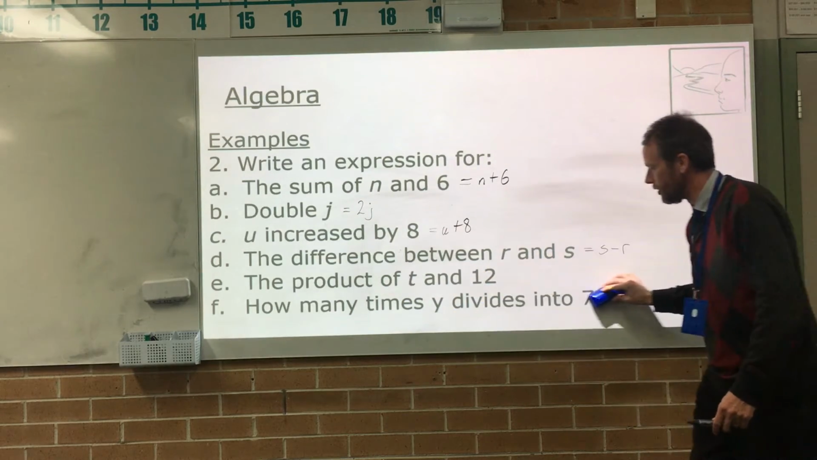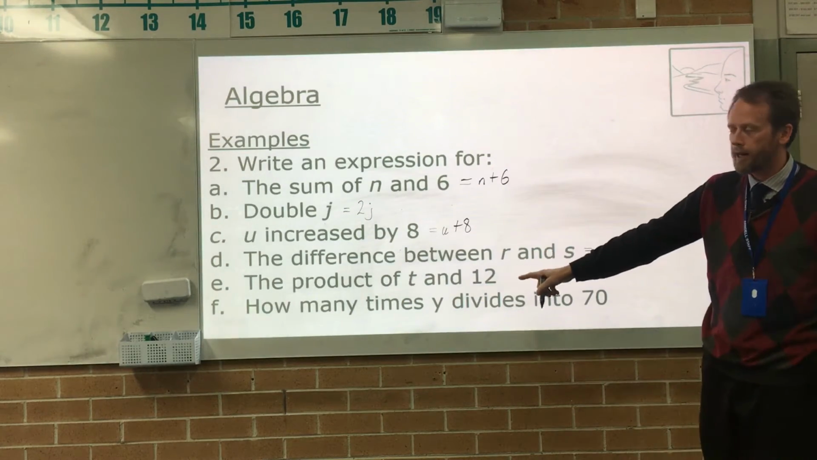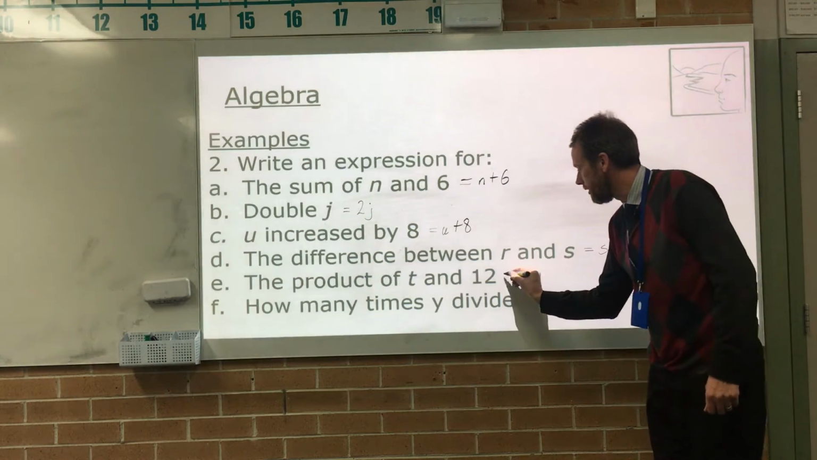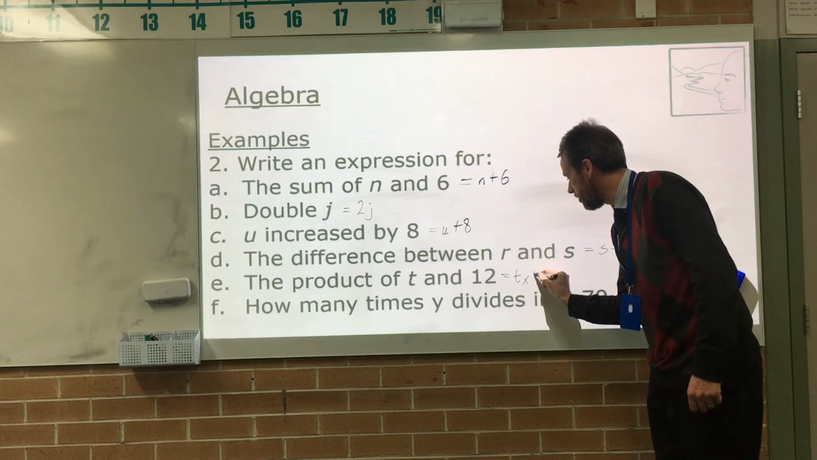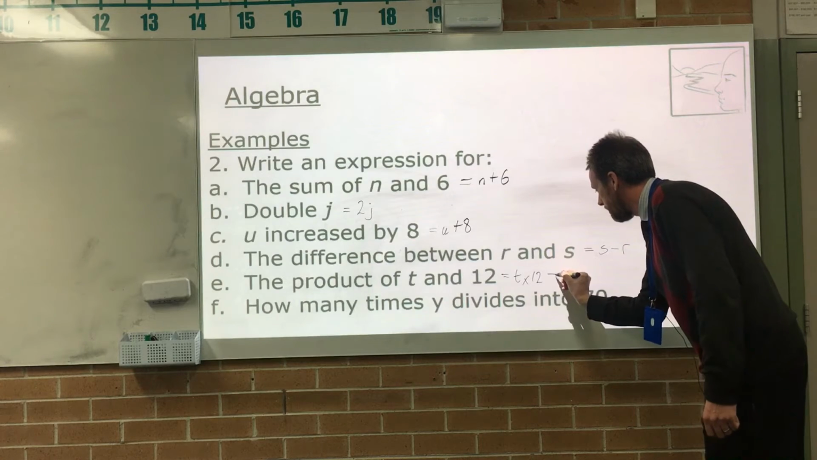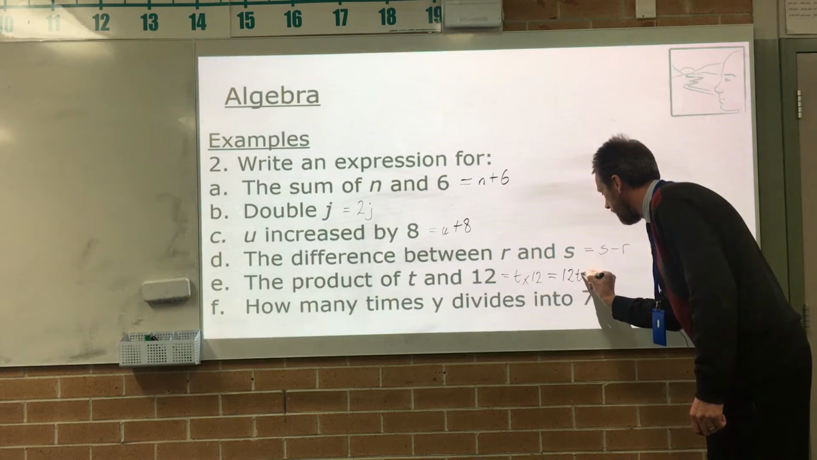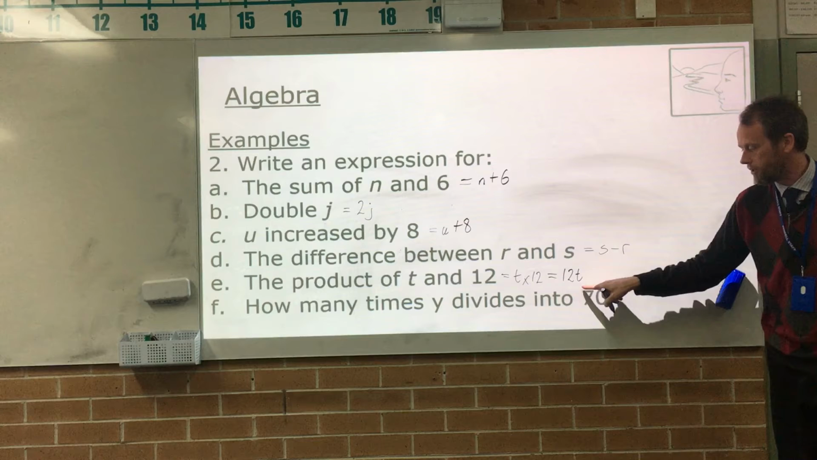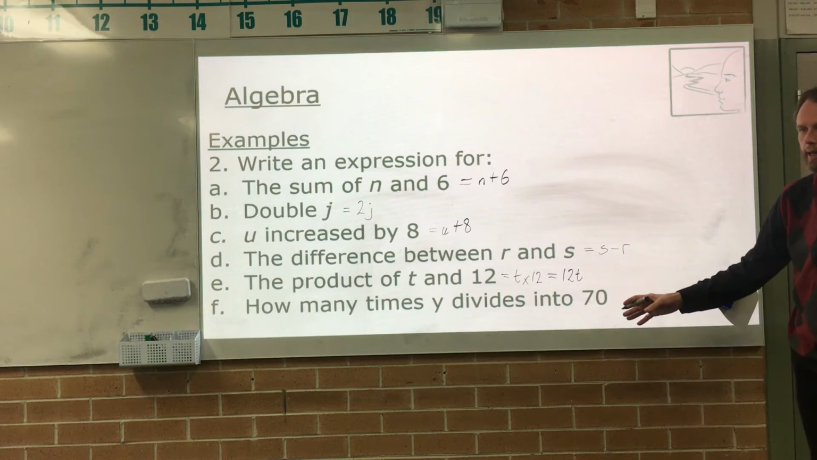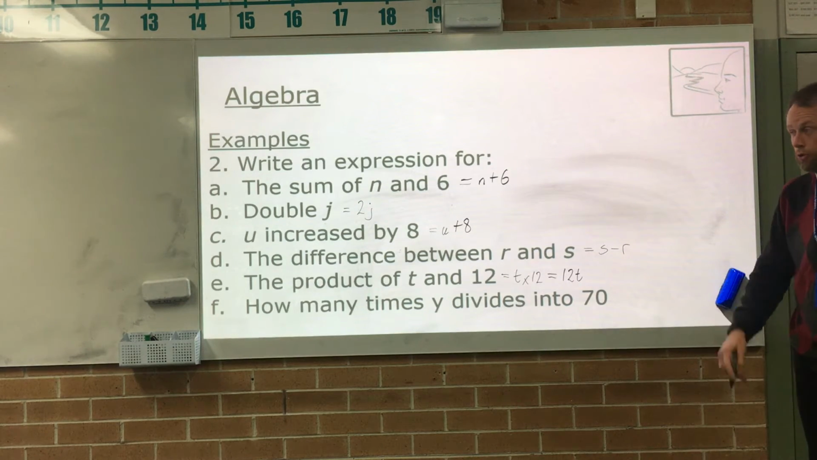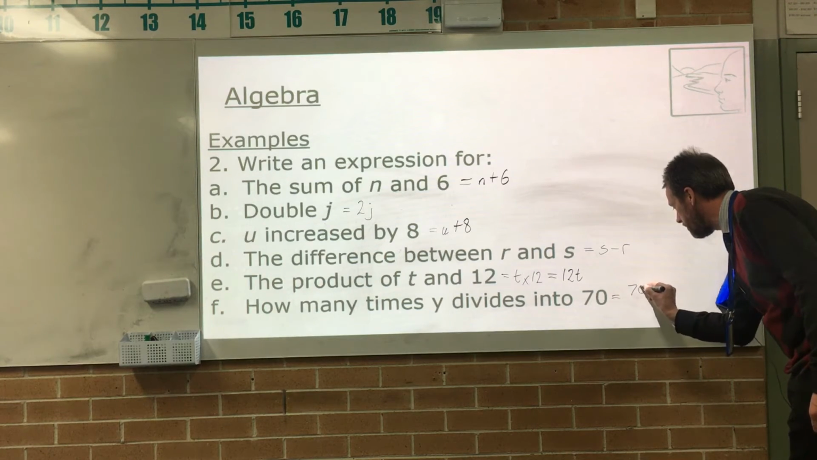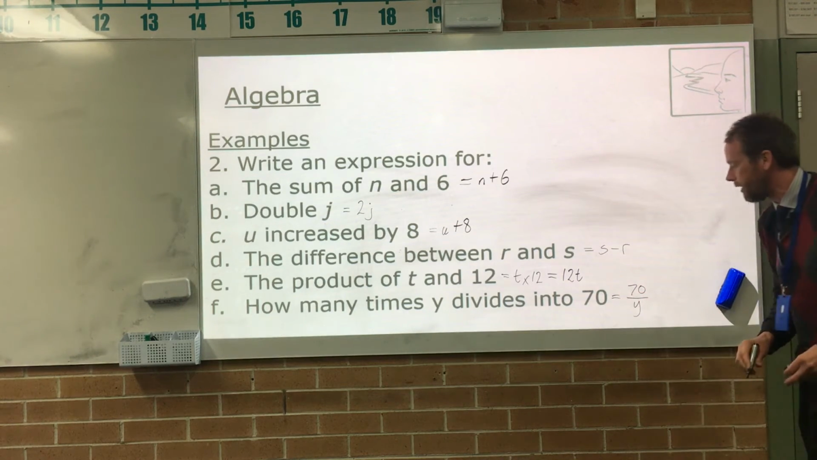Taking out those bottom 2 that were from the previous slide, the product of T and 12. Well, product means times. Okay, so you could write T times 12, but what I showed you last lesson is that you can actually simplify that to 12T, and it's better to always put the number first. And finally, how many times Y divides into 70? A different way to express it, but really all it means is 70 divided by or over Y.